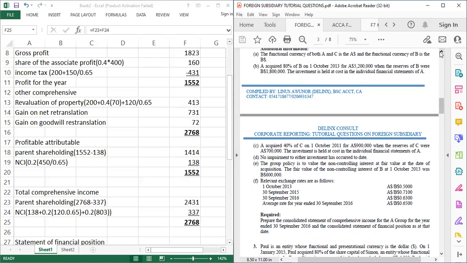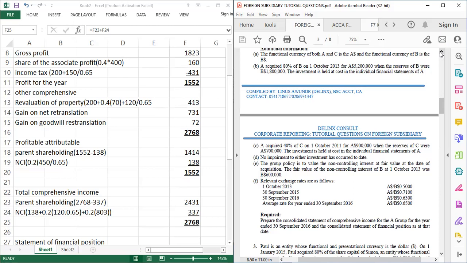So just go and translate. All the balance sheet items will be translated at closing rates, the closing rate at the reporting date. You use it to translate all of them. If you come to profit or loss, we use the average rate. So all the items will be translated using the average rate, but we don't translate the profits.